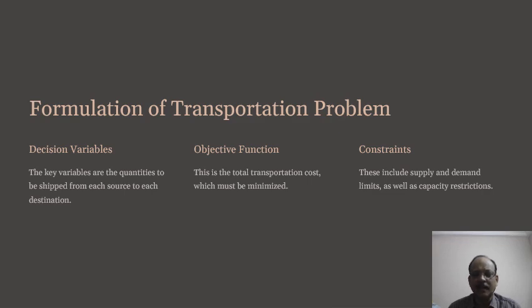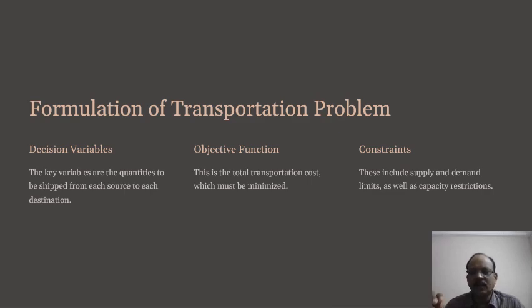The objective function is the total transportation cost, which must be minimized. Once you are able to form the transportation cost, that must be minimized. And then come the constraints. For any allocation problem, the objective may be to maximize or minimize depending on the situation. Here we talk about cost, so we have to minimize, and if you want to minimize the cost, there is always a restriction, and that restriction is the constraints.